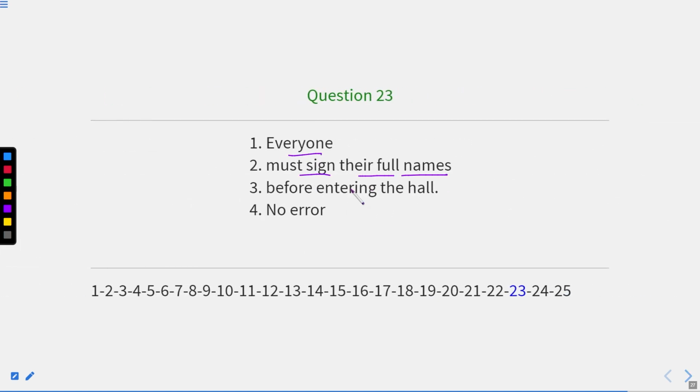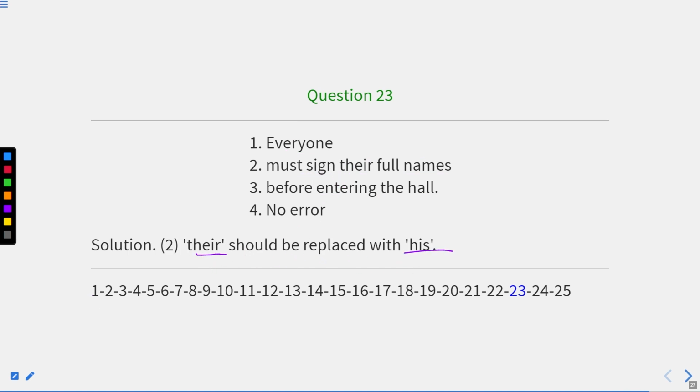Everyone must sign their full names before entering the hall. Okay. Now in this sentence, we can see everyone must sign their full names before entering the hall. So here we have begun the sentence with everyone. It means subject is everyone. Now for everyone, we can only write singular verb and singular possessive case. So this there is incorrect. In fact, we should replace it with his. So the correct answer will be second. There should be replaced with his. Okay. Now let us move to the next one.